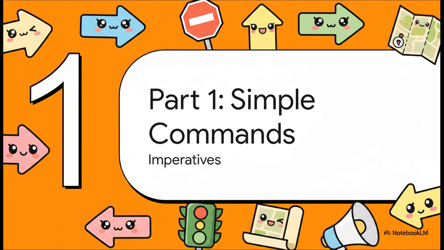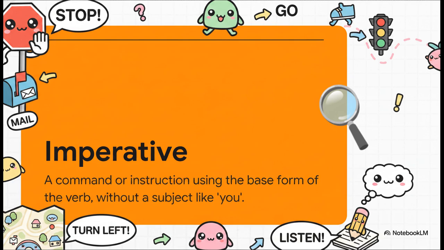Now, the fancy grammar name for these is imperatives, but don't worry about that. They are actually very easy to use. So what is an imperative? Well, it's just a command or an instruction. And the best part is, to make one, you only need the basic form of the verb. That's it. You don't need a subject. No you, no he, no she, just the verb. For example, listen. See? Simple.